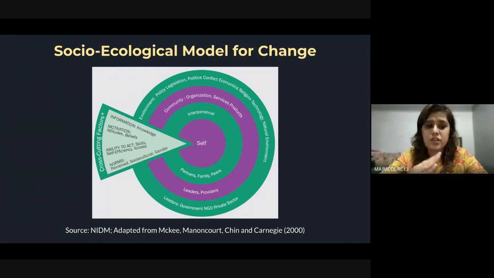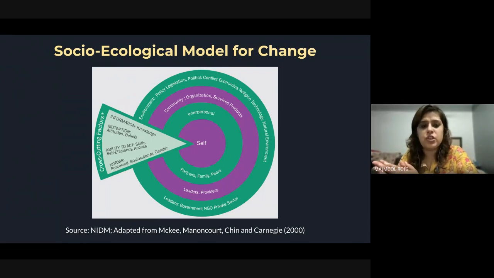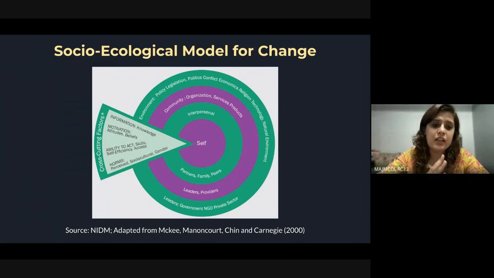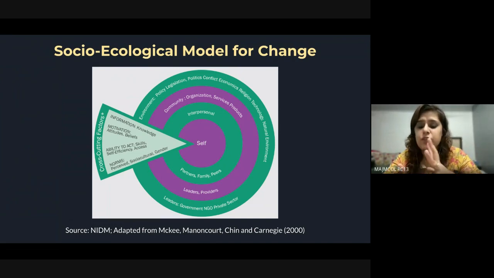There are four factors to bring about a change in the self. First is knowledge, information gaining on what kind of knowledge you have and what kind of knowledge you need to gain to bring about a change in development. The second factor is motivation. If you have the right attitude to bring about change, to bring about development, if you have the right beliefs about what needs to be done and where you exactly are.